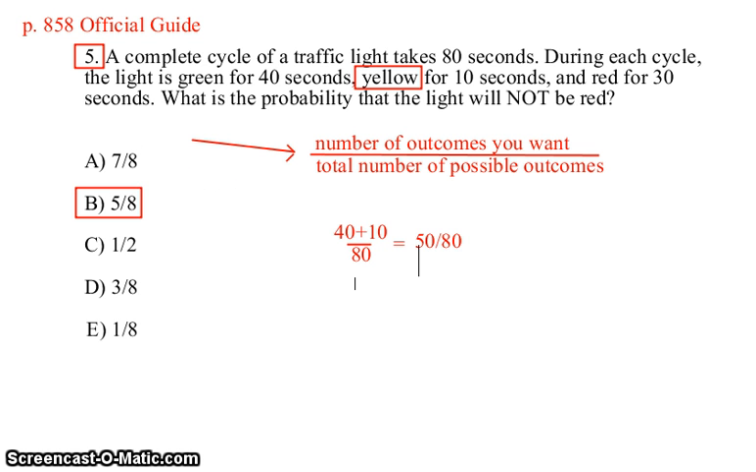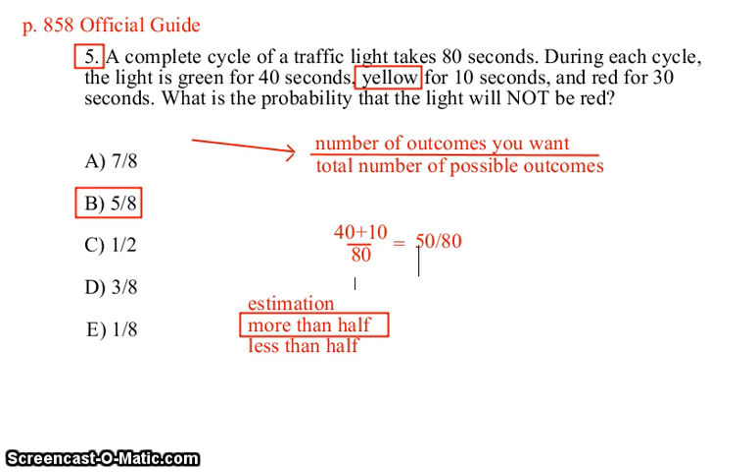As always, it's a good idea to stop even after you're done with the question and ask yourself, what could I have done if I was stumped? Probability questions can be great opportunities to do some estimation. It's often easy to tell whether we're looking at more than half or less than half. In this case, since we want not red, it's clearly more than half, because red itself is only 30.